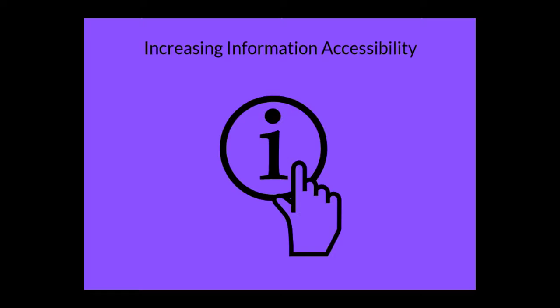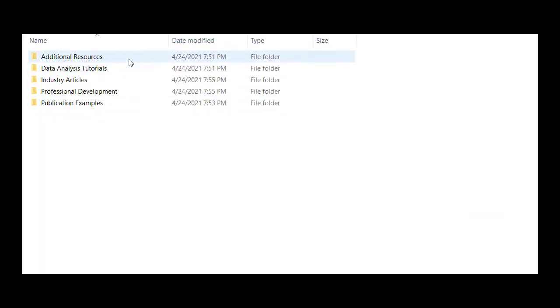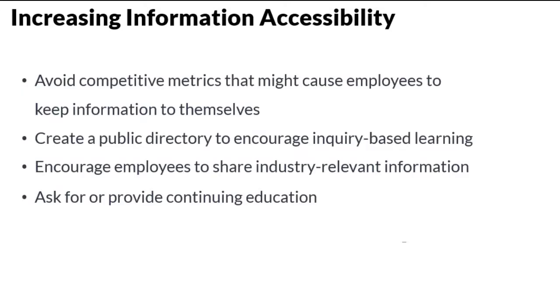Increasing information accessibility. It is also helpful to promote knowledge sharing. If possible, try to avoid competitive metrics that might cause employees to keep information to themselves. Consider how to make resources more accessible to employees by creating a public directory and instructing users how to save and find information. Inquiry-based learning is a great constructivist strategy, and usually adult learners are naturally motivated to find information that will help with their jobs and goals.